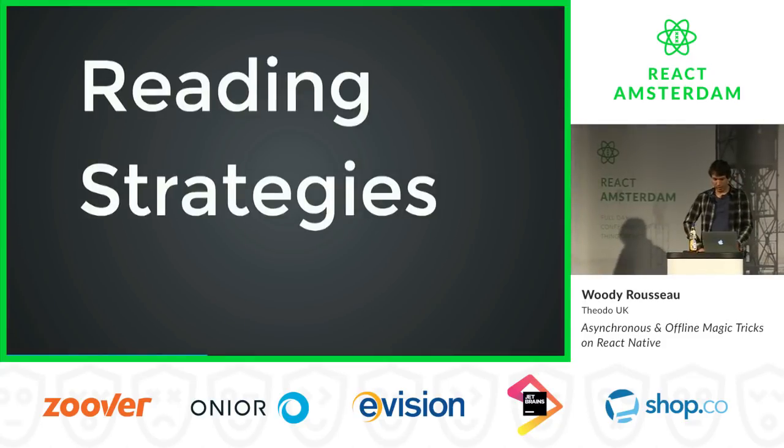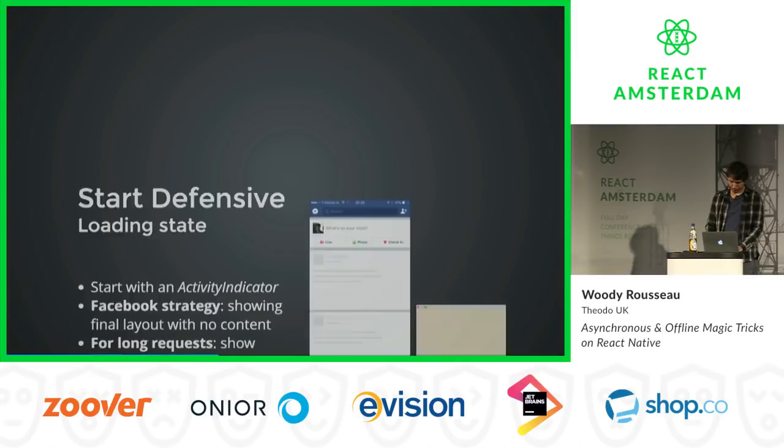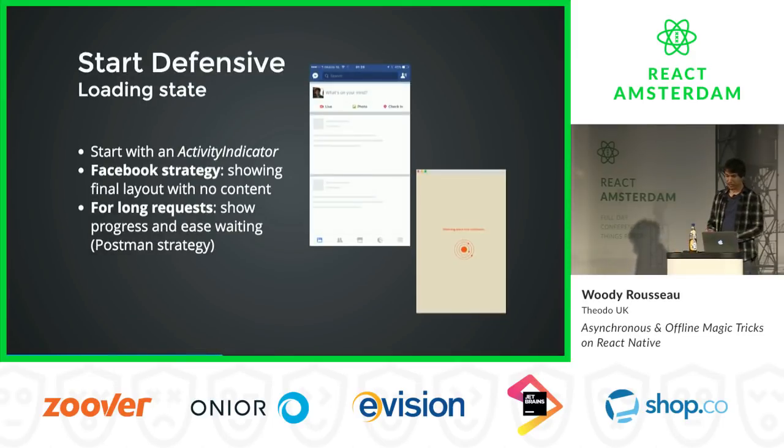Let's start with reading strategies. So reading strategies, as I said, we want to focus first on handling failure and defensive design. For fetching strategies can be as simple as putting activity indicators when you have a screen in React Native. You just put a loader.